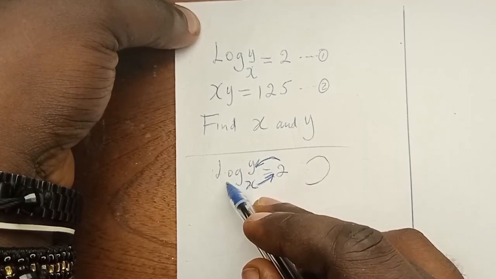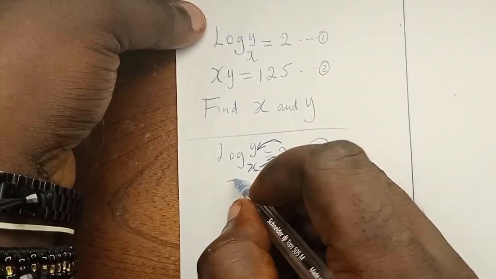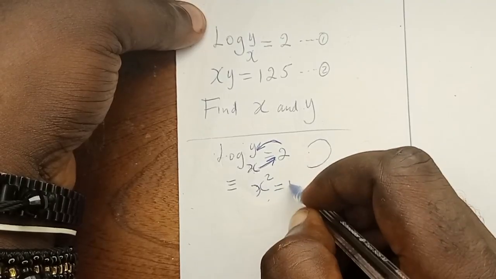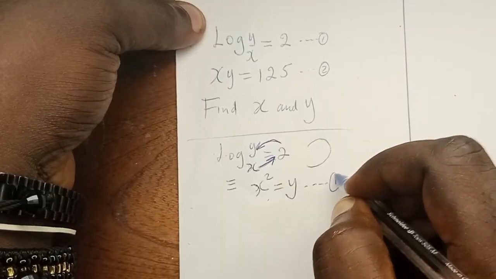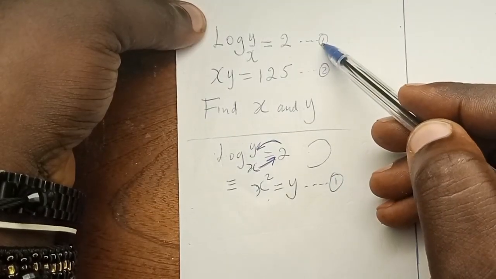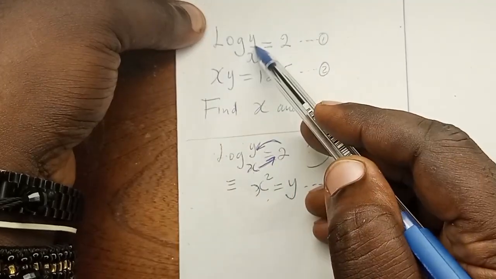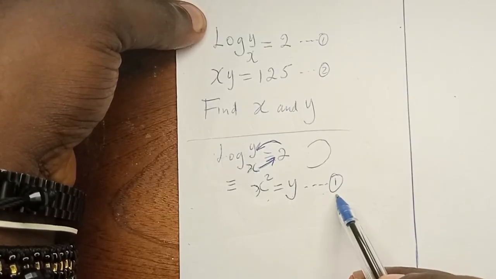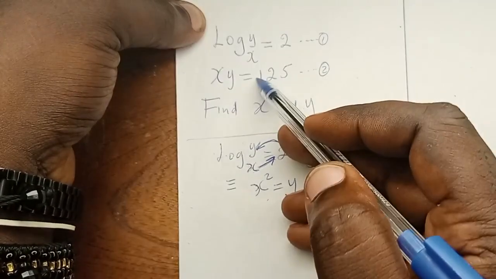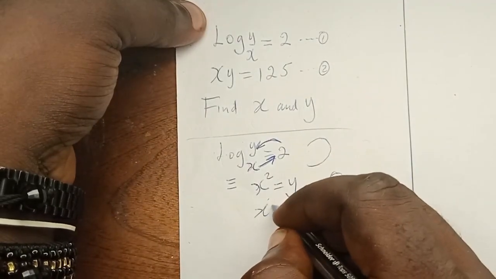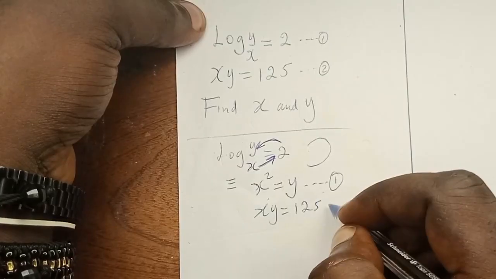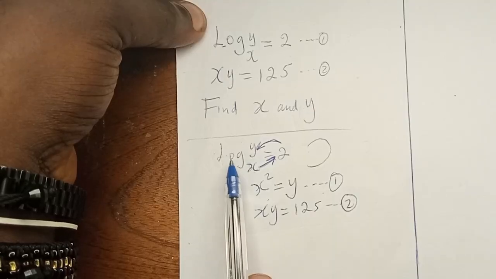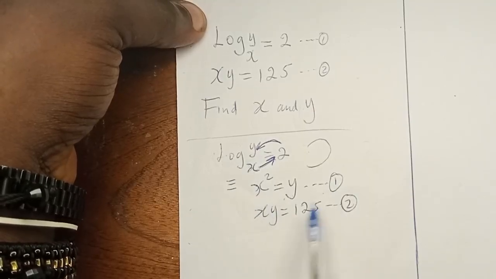Why we try to eliminate a log. So this expression is the same as x raised to the power 2 is equal to y. Let's call this 1, which we have formed from this. So we have removed the log attached to it and put it in a simple expression format. Now we have expression 1. Let's rewrite expression 2 again here, which is xy is equal to 125.